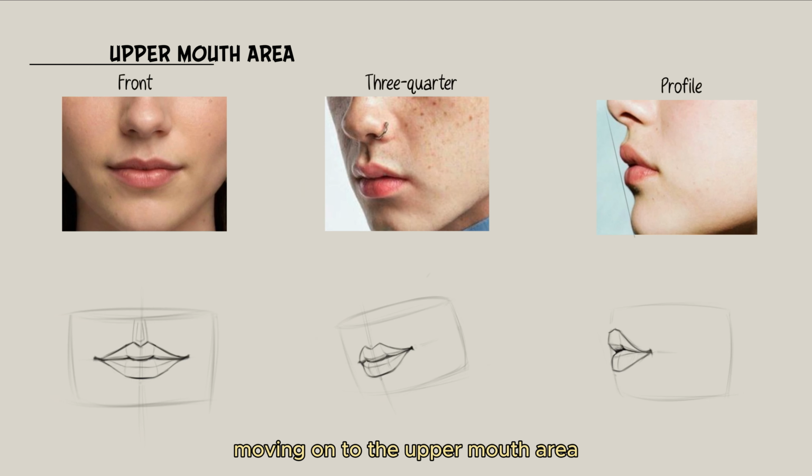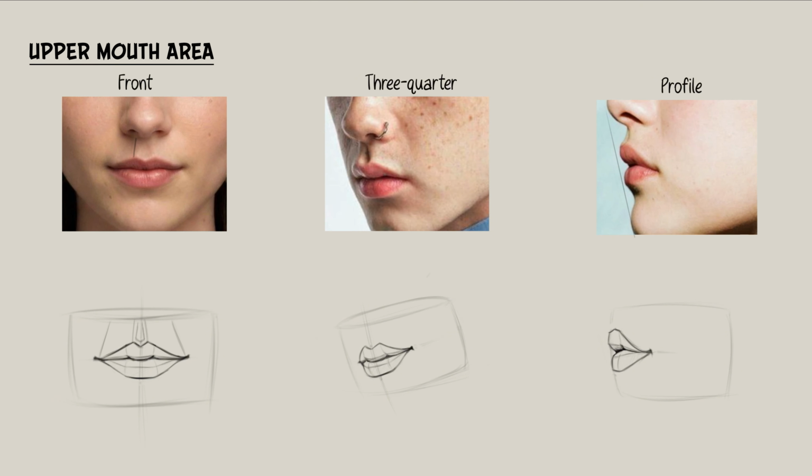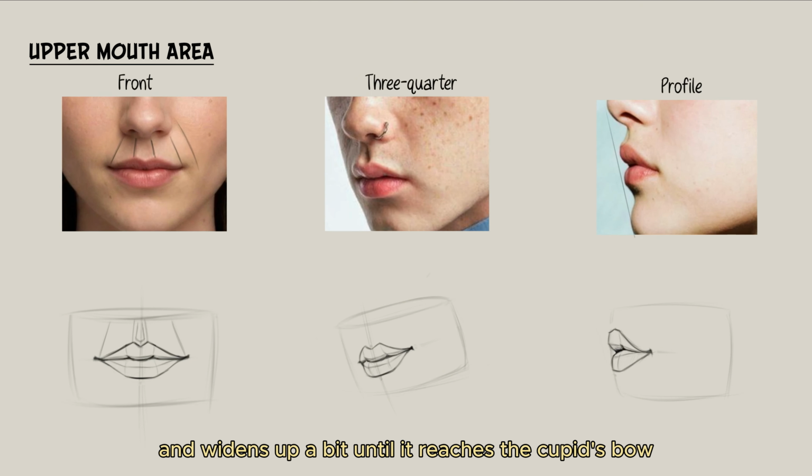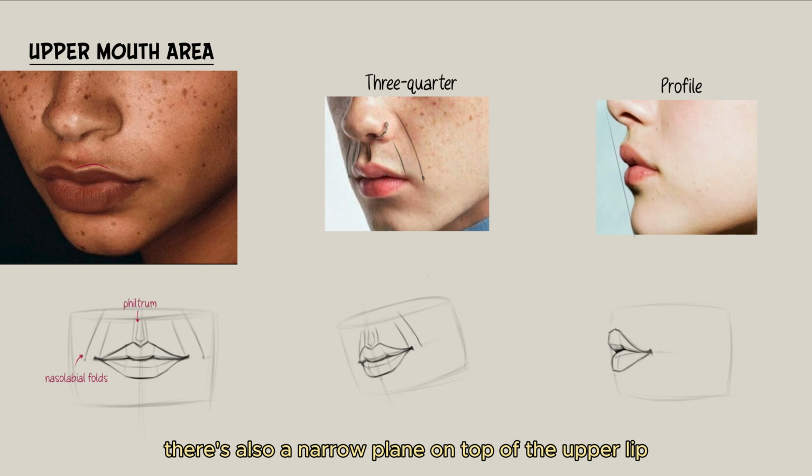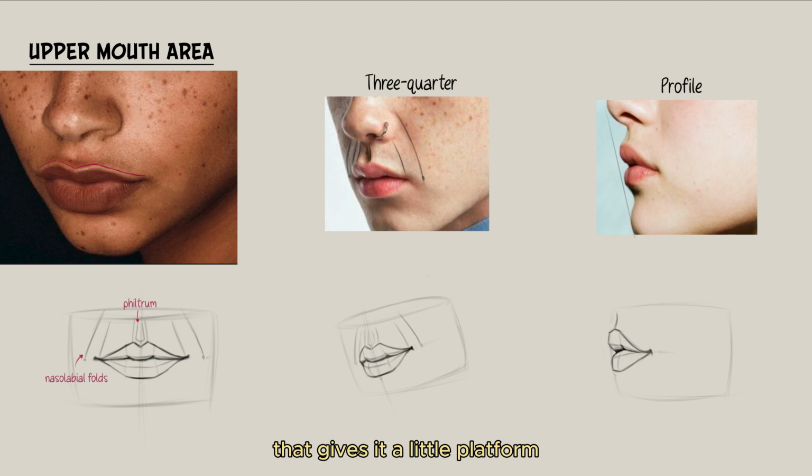Moving on to the upper mouth area, we have the philtrum, which goes from the septum of the nose and widens up a bit until we reach the Cupid's bow. It has a small dip inside. The side planes of this section go from the wings of the nose to the corners of the mouth. There's also a narrow plane on top of the upper lip that gives it a little platform, and usually has a light value.